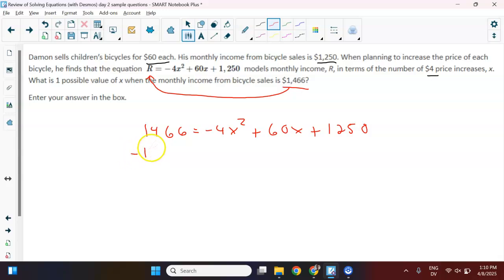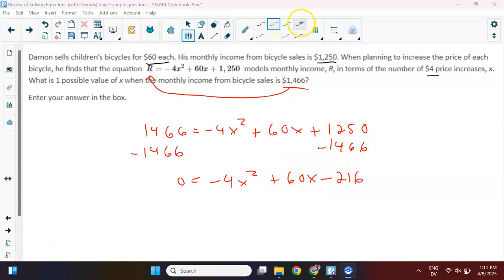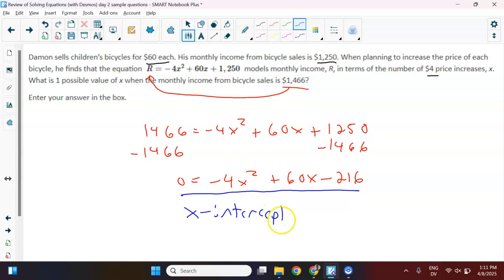And what I would actually recommend doing is what we did in class, where you get 0 on one side first, and then just type it into Desmos and find the x-intercepts. So I would subtract that off. Now we're just going to type this in and find the x-intercepts. So I'm going to flip over to Desmos and type it in.